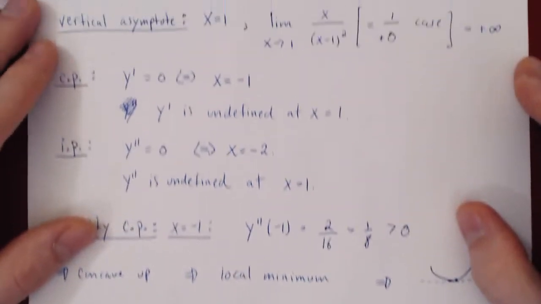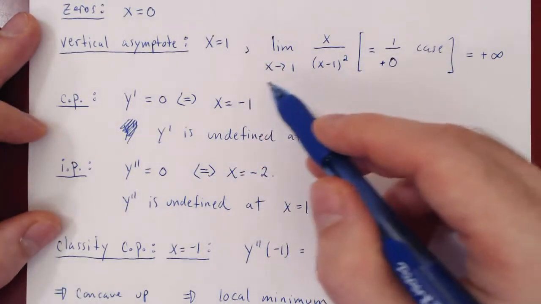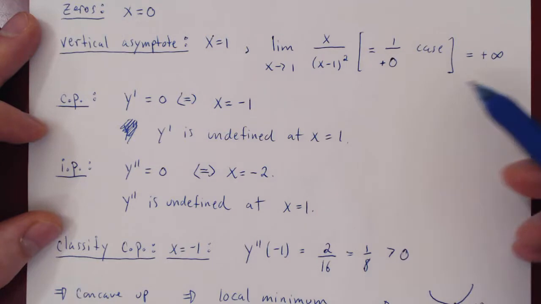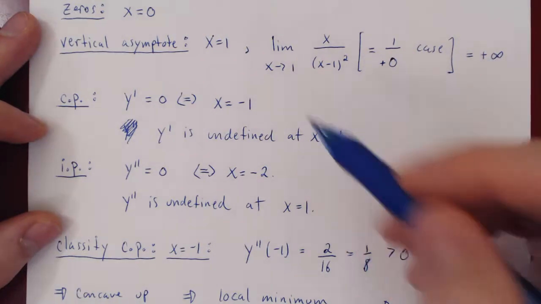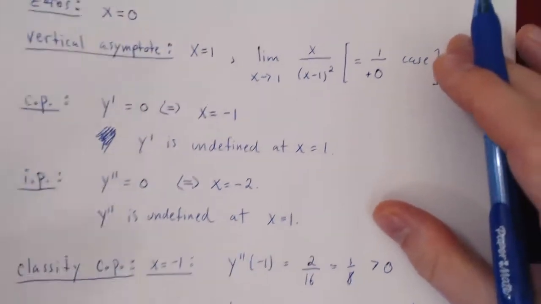And again, the only other critical point we had was at x equals 1, but this is a vertical asymptote, and we know exactly what happens to y on both sides of 1. So we're good to go. Now we can construct our table of values.